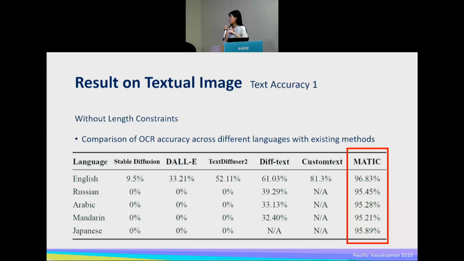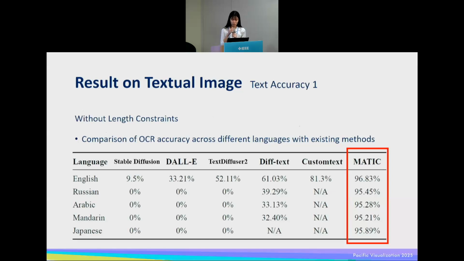But Text Diffuser, Text Diffuser 2, and CustomText are more about modifying the text in the image. But all these five works are based on diffusion models only, so the limitation in textual image generation is still very difficult. But in our Matic project, because we separate the text from the diffusion part, we can have very steady and high quality in different languages.